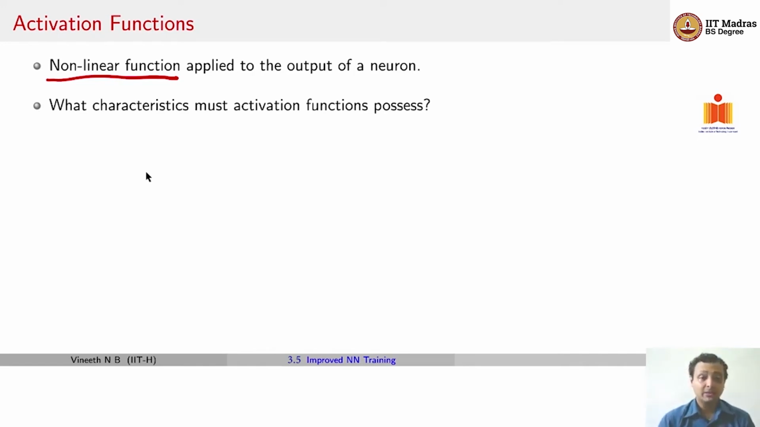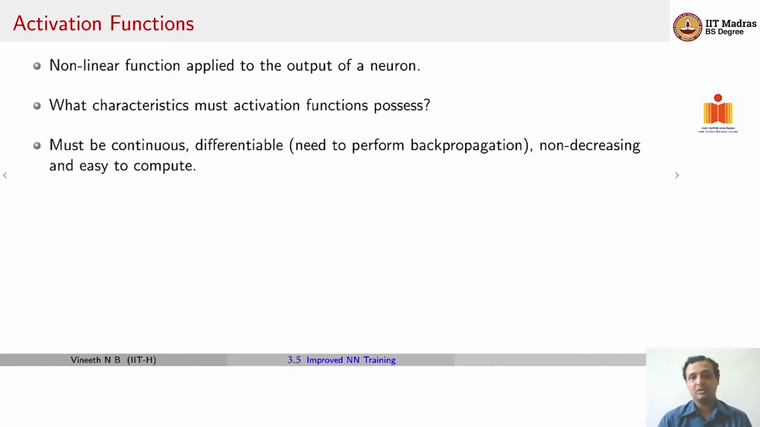Let's now try to ask, what characteristics must activation functions possess? What do you think? By now you must know that they must be differentiable, because otherwise you cannot backpropagate gradients. But what else should they possess? What kind of functions can become activation functions? We've seen a few so far. We've seen the sigmoid, we've seen the tanh, we've seen ReLU, and so on and so forth. Do you see any commonality in the shape of these functions, in the nature of these functions?